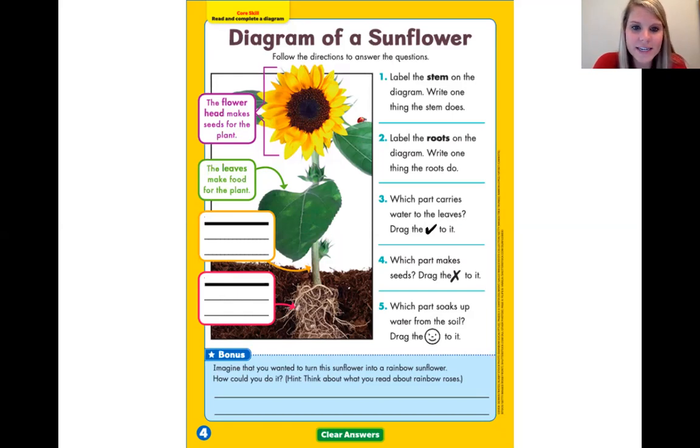Okay, so I think the stem is that orangey yellowish box down there because we know that stem from the rose was what came down and was split to get the colors. And then the roots are going to be that pinky box down there at the bottom. Remember the carrot showed us the roots down in the soil. And then we've got the leaves up there that make the food for the plant. And then the flower head makes the seeds for the plant. So cool. I liked the little bonus down there. It says, imagine you wanted to turn this sunflower into a rainbow sunflower. How could you do it? I can't imagine what that would look like.